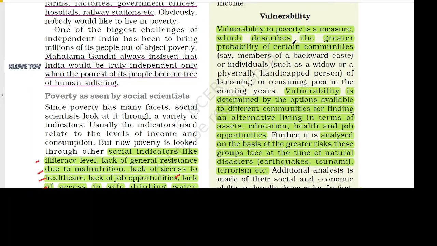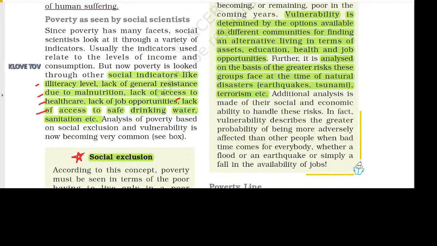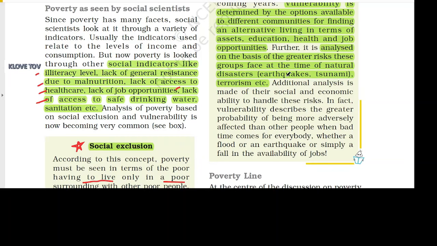Vulnerability to poverty is a measure which describes the greater probability of certain communities, say members of a backward caste, or individuals such as a widow or a physically handicapped person, of becoming or remaining poor in the coming years. Vulnerability is determined by the options available to different communities for finding an alternative living in terms of assets, education, health, and job opportunities. Further, it is analyzed on the basis of the greater risk these groups face at the time of natural disasters, earthquakes, tsunami, terrorism, etc.